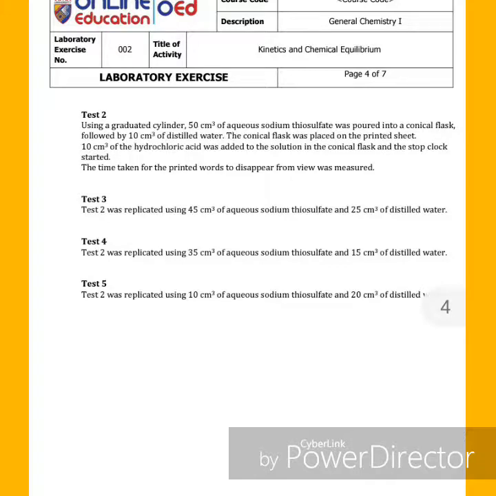Test 3. Test 2 was replicated using 45 cubic centimeter of aqueous sodium disulfate and 25 cubic centimeter of distilled water. Test 4. Test 2 was replicated using 35 cubic centimeter of aqueous sodium disulfate and 15 cubic centimeter of distilled water. Test 5. Test 2 was replicated using 10 cubic centimeter of aqueous sodium disulfate and 20 cubic centimeter of distilled water.